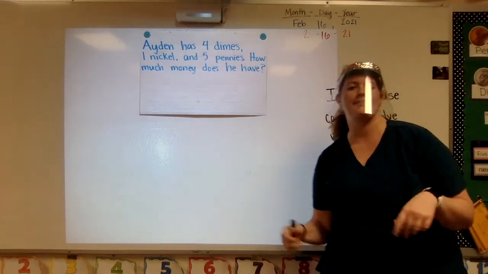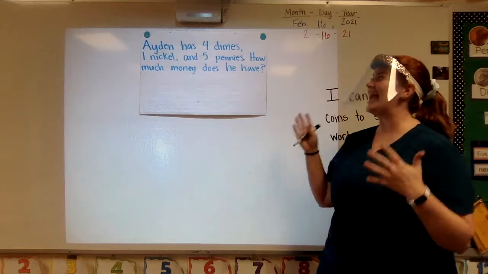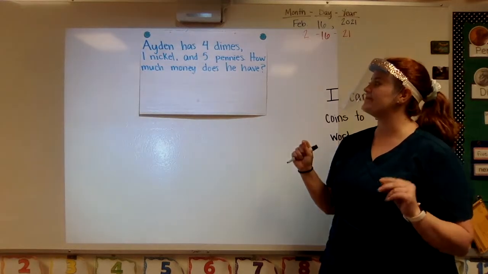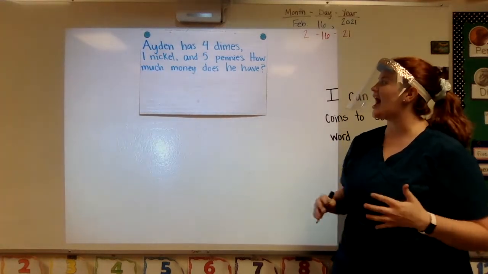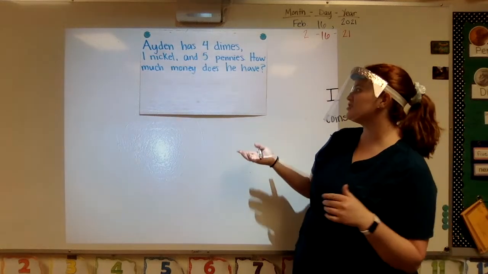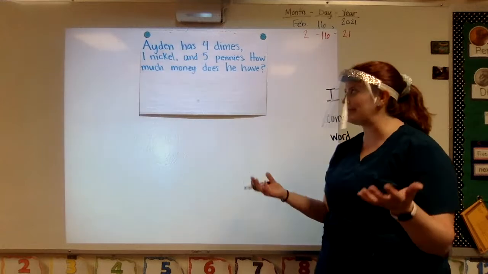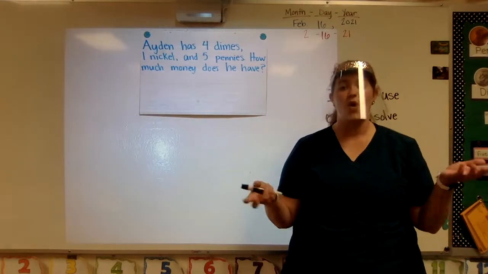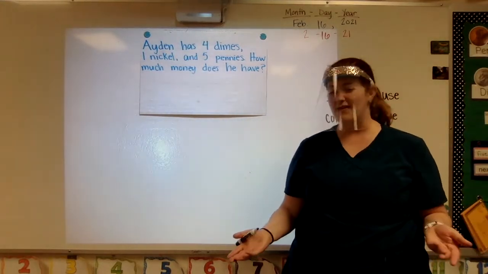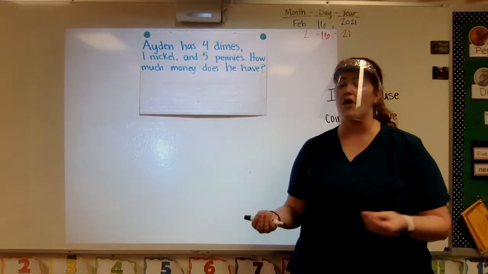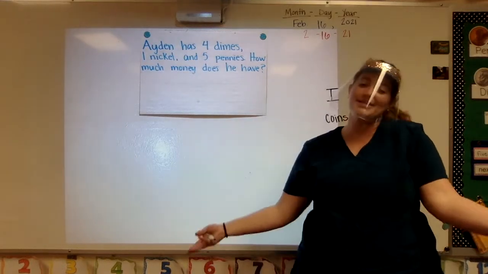Let's check out another one. This word problem says Aiden has 4 dimes, 1 nickel, and 5 pennies. How much money does he have? Well, the first thing I'm going to need to do to figure out how much he has is build it or draw it. If I don't have the coins, I can always just draw the coins. But I do have the coins, so I'm just going to build it.